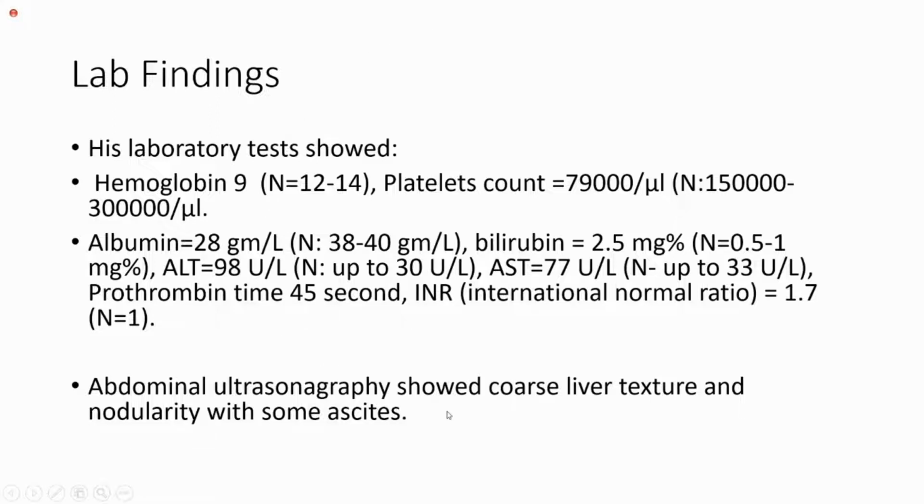Abdominal ultrasound showed coarse liver texture and nodularity with some ascites. So he has a nodular appearance of the liver with ascites. What does a nodular appearance of the liver mean? What diagnosis do I think of? Cirrhosis. Excellent.